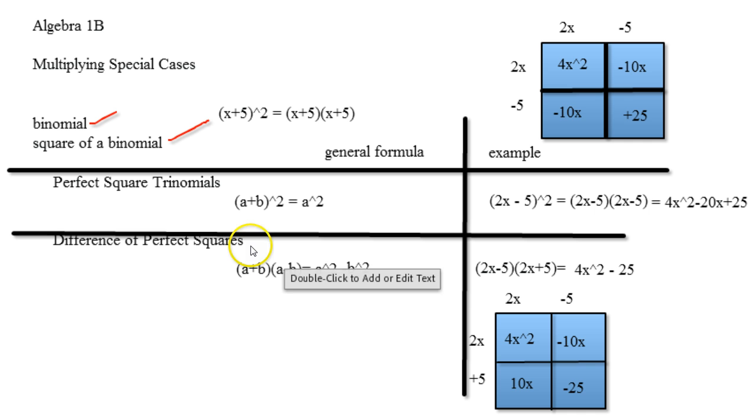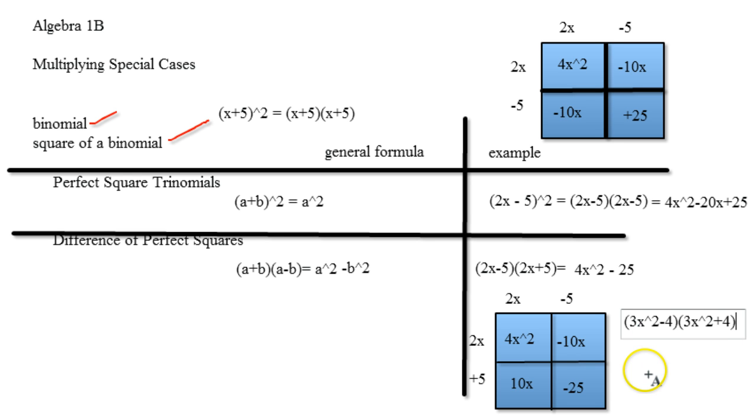Will this always work out? Yes, it will. And if you check it with your stuff, you should be good. So for example, if we had 3x squared minus 4 times 3x squared plus 4, that is definitely a difference of perfect squares. So all I need to do is square the first one, 9x to the fourth minus 16.